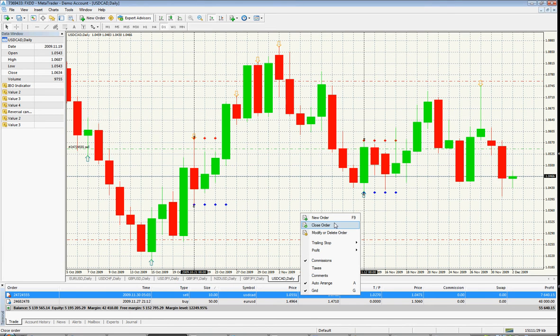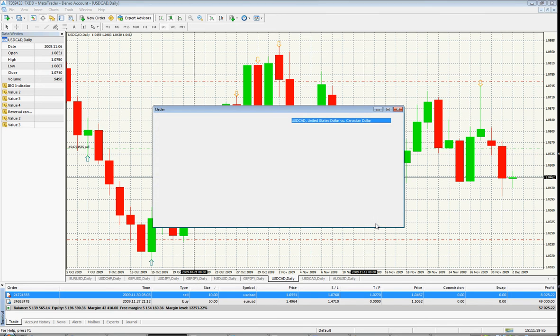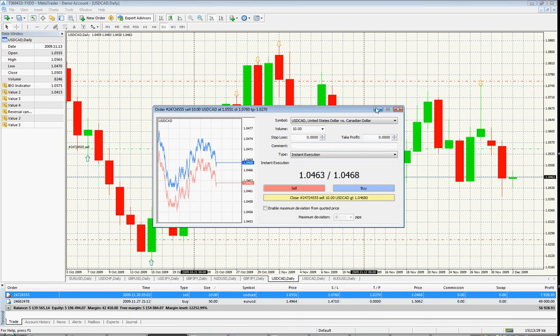So the USD CAD, we're exiting. We got it at 1.0551. We're getting out at 1.0470. So for us personally, because we got in late, it was about 80 pips of profit. There would be about 110 pips of profit if you had exited this trade at the right time.